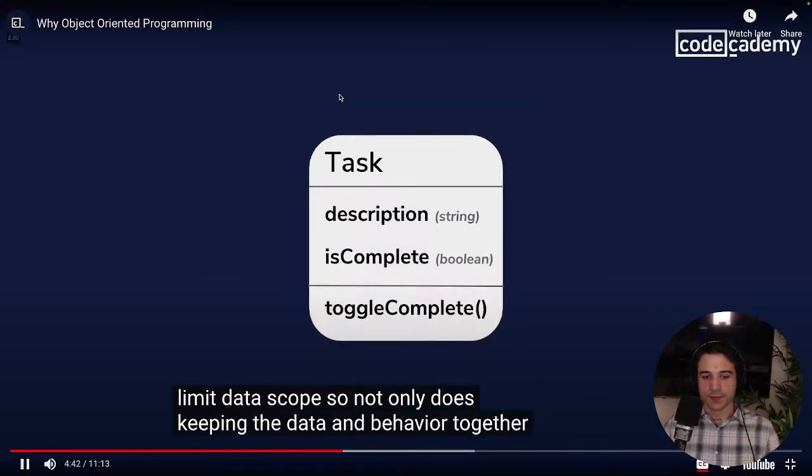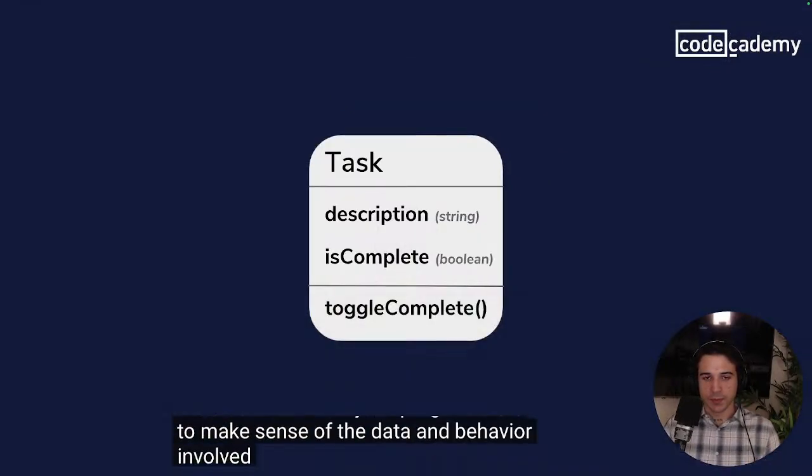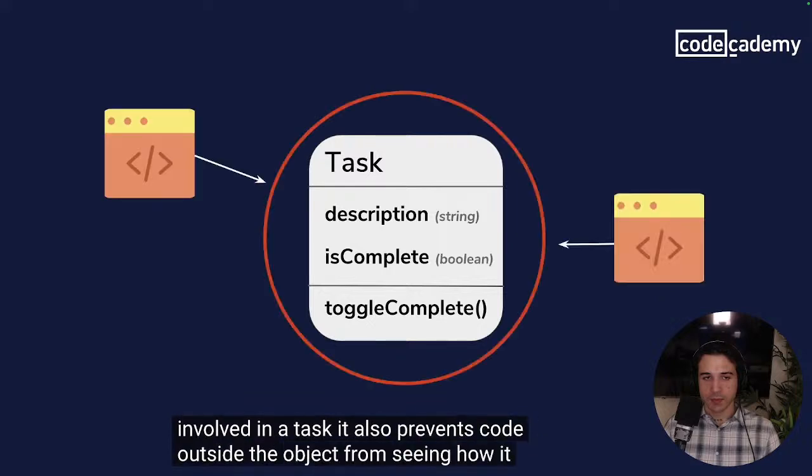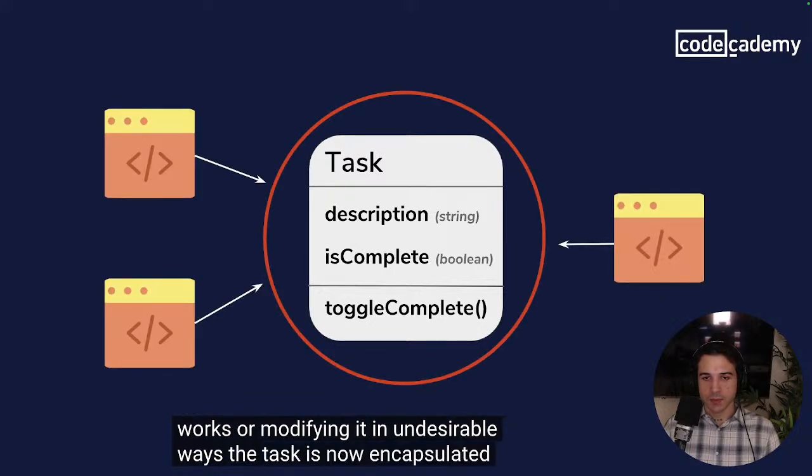So not only does keeping the data and behavior together like this make it easy for programmers to make sense of the data and behavior involved in a task, it also prevents code outside the object from seeing how it works or modifying it in undesirable ways. The task is now encapsulated into its own entity.